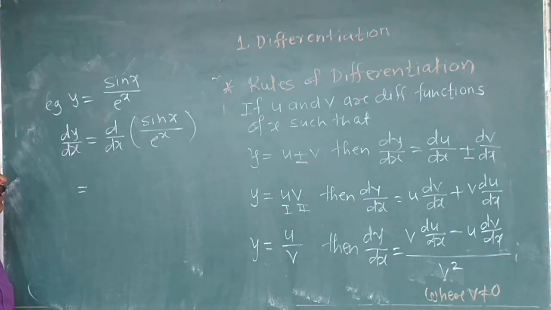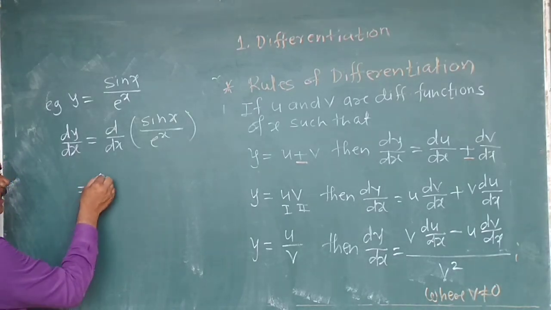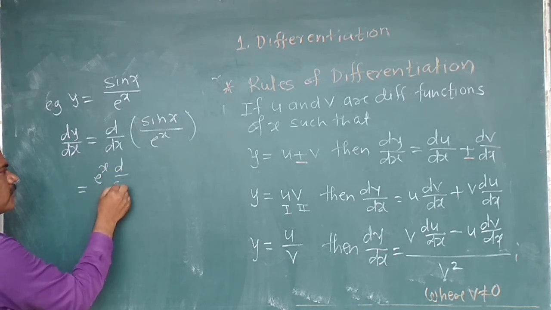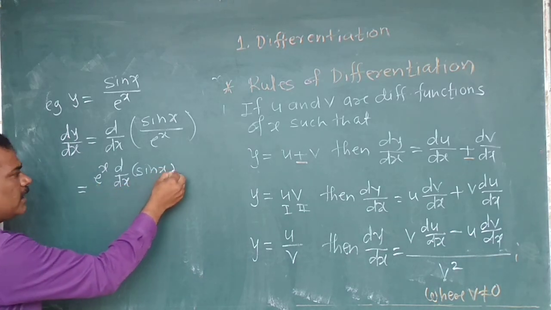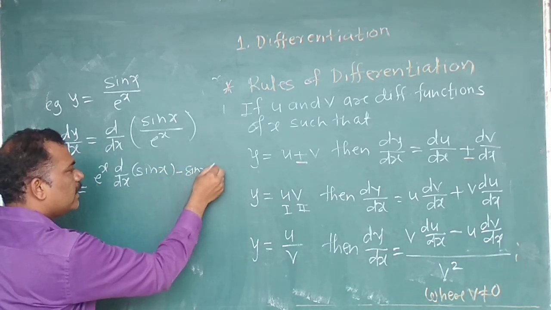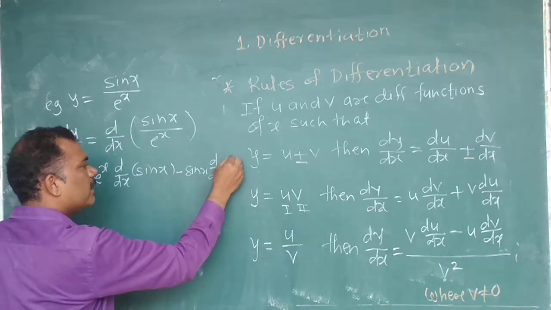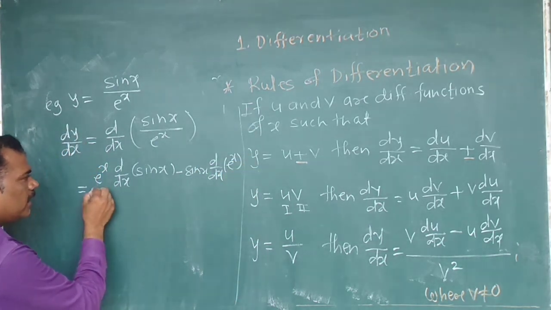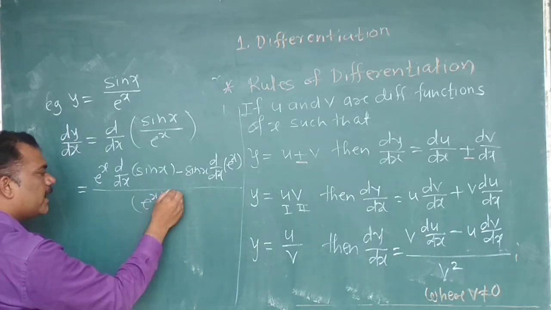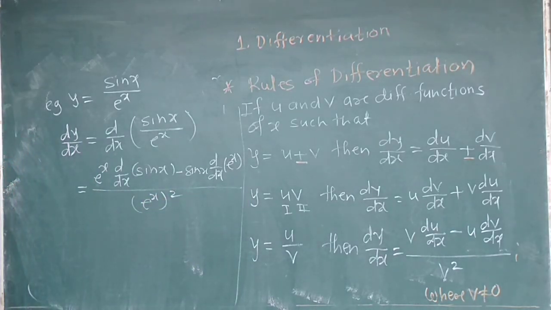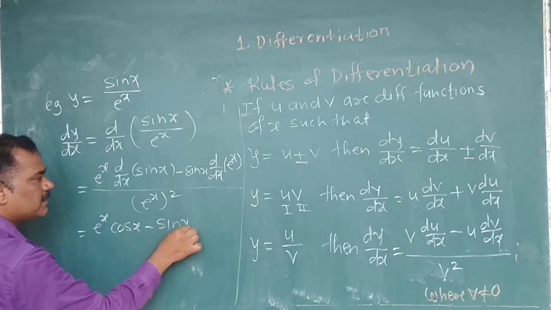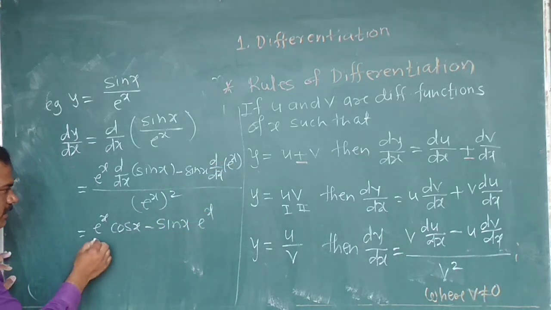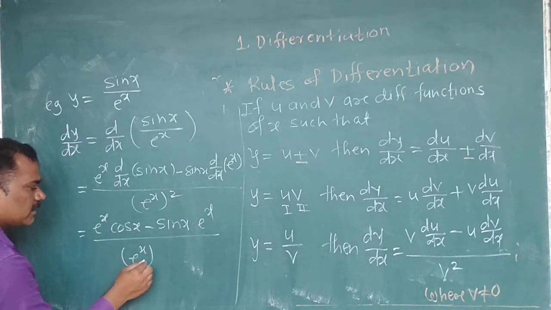By using the quotient rule, how to take that? e raised to x as it is into d dx of sin x, denominator as it is, derivative of the numerator, minus numerator as it is, derivative of the denominator, that is the d dx of e raised to x, divided by e raised to x bracket square. Okay. What is the derivative of sin x? Cos x. So that we can write e raised to x into cos x minus sin x as it is, derivative of e raised to x is e raised to x, divided by e raised to x bracket square.